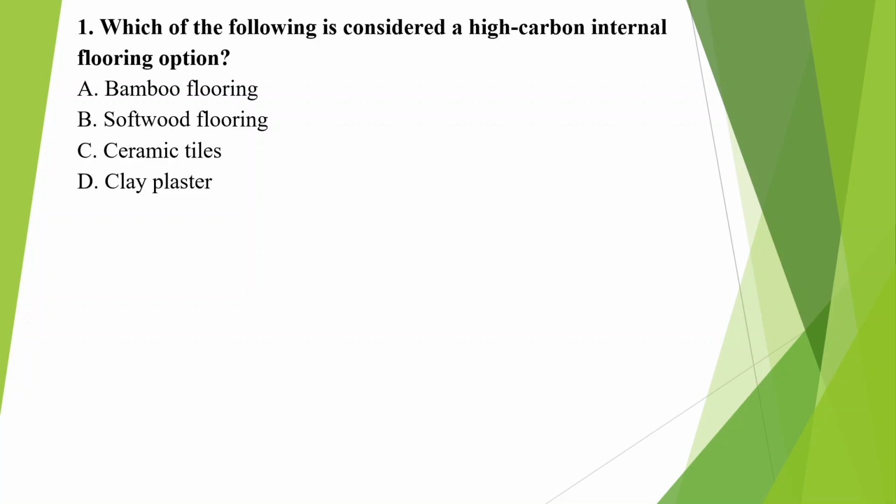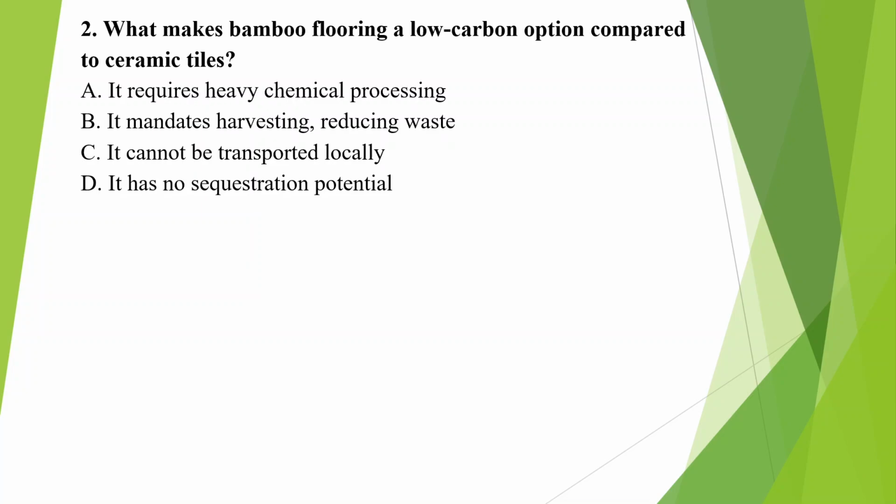In the lecture it was well discussed that ceramic tiles require high energy for extraction, manufacturing and transportation. The other materials mentioned, like wood or bamboo, are renewable and locally sourced with lower embodied energy. So the high carbon intensive material was only ceramic tiles. That is correct. All of you are absolutely correct. So let's move to the second question. Here's the second question for you all. I hope this question is visible and all of you will be able to answer it.